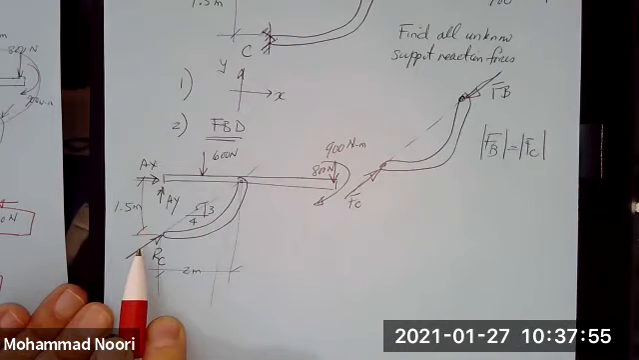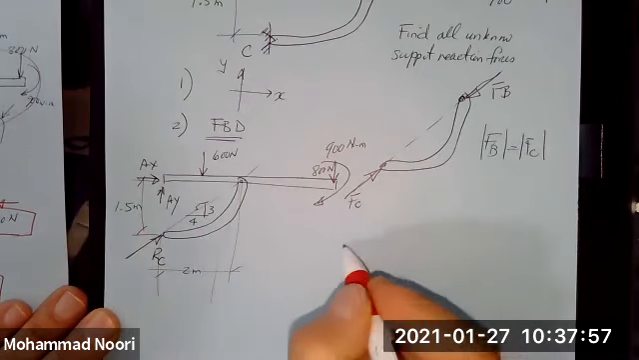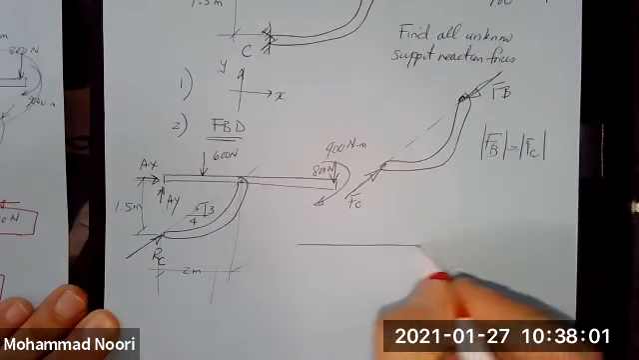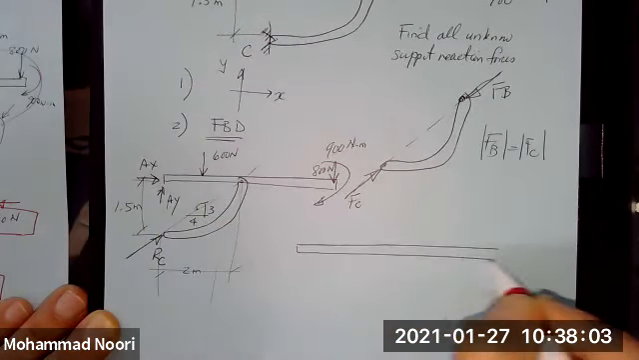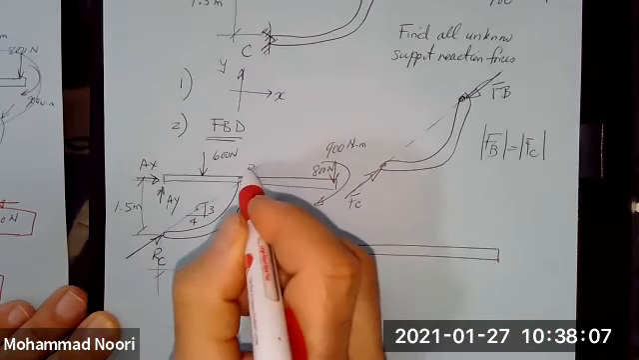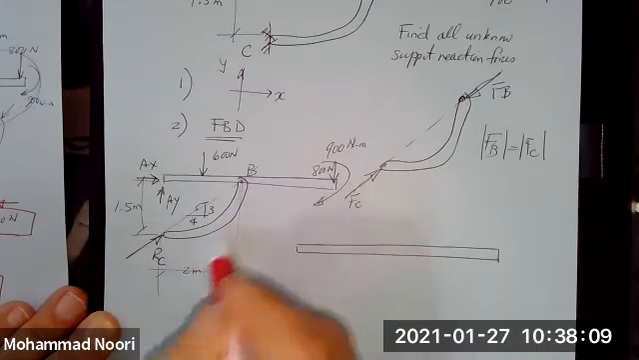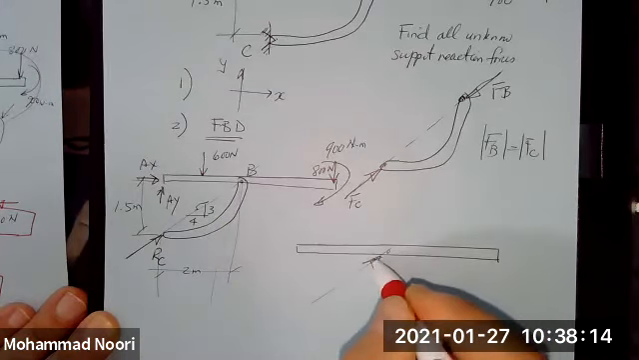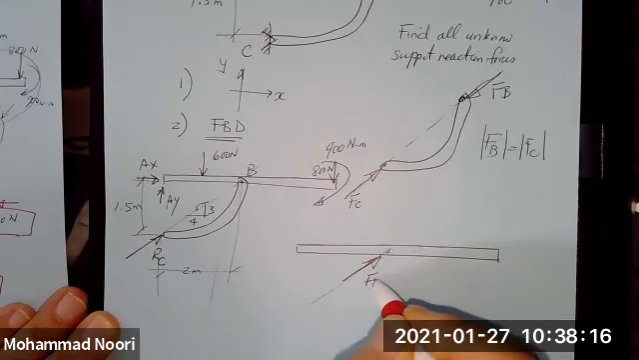Another option is, of course, knowing that this is a two-force member, you can look at the free body diagram this way: at this point B, this structure is supported by this member, and B represents only one force here.